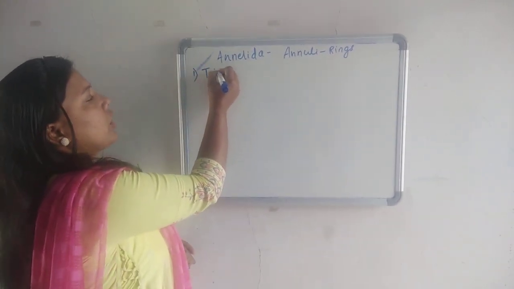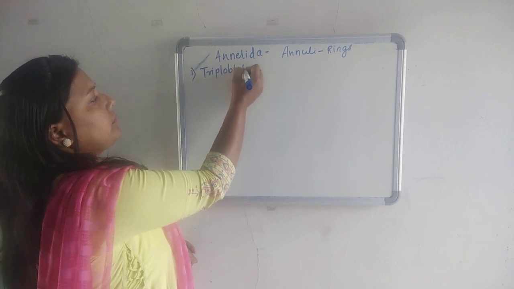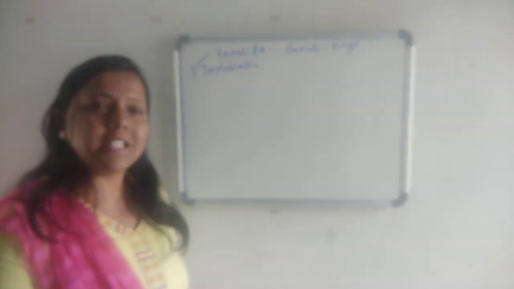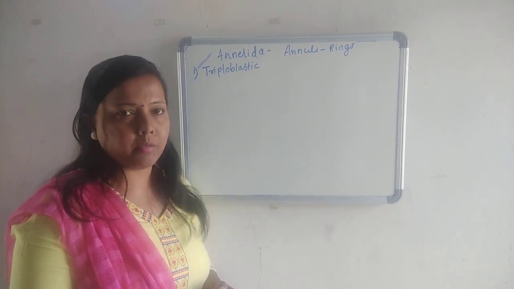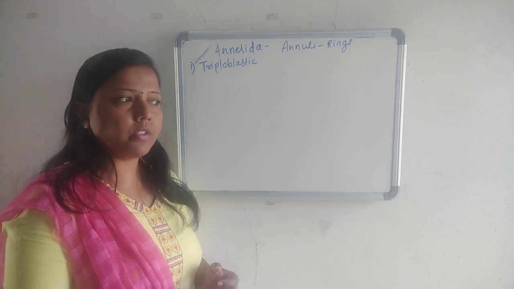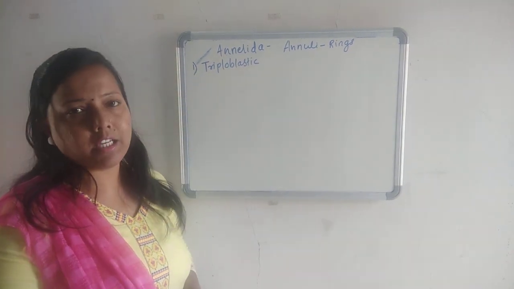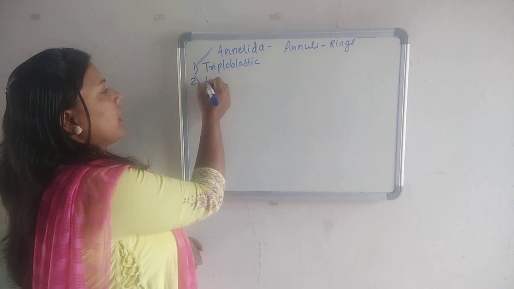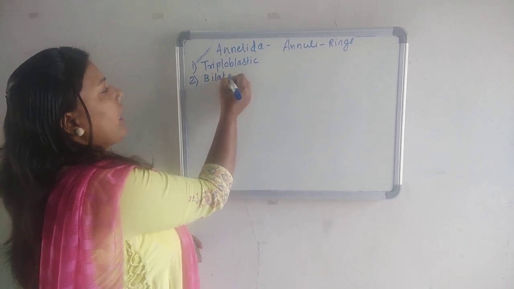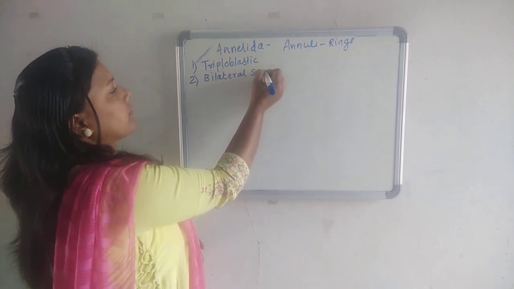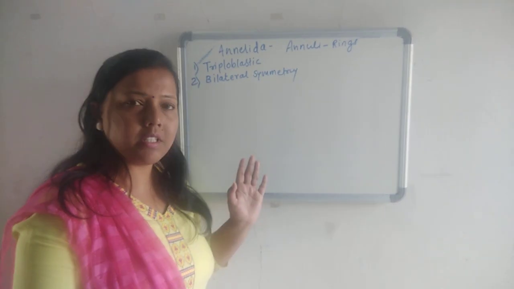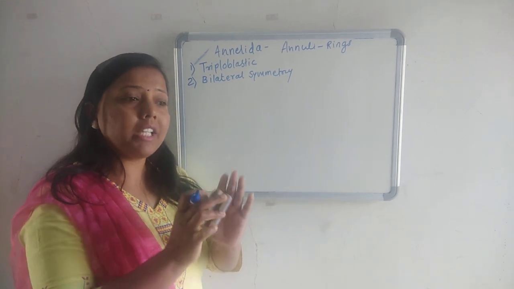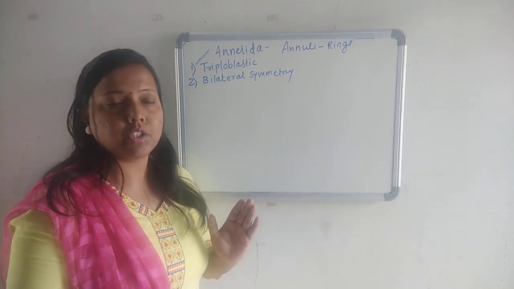These animals are triploblastic. Triploblastic means they have three germ layers: endoderm, mesoderm and ectoderm. All these three germ layers are present, therefore they are called triploblastic animals. Next, they show bilateral symmetry. Bilateral means the body can be divided into two equal halves along one axis. Therefore, they show bilateral symmetry.